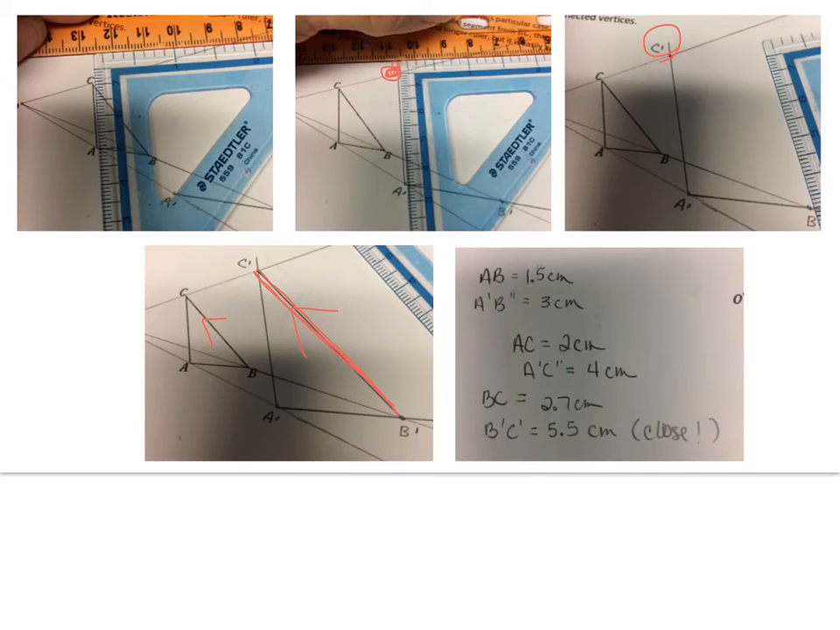And then you can go ahead and check your scale. These are all times 2, except this one, it's close, right? Because when you're using pencils, straight edges, and set squares, it's not an exact science. Cool.